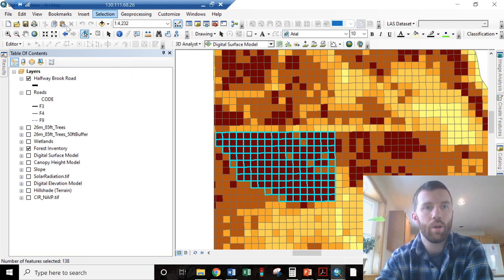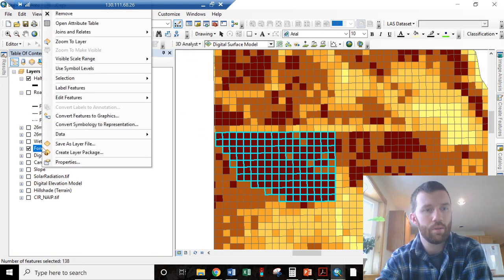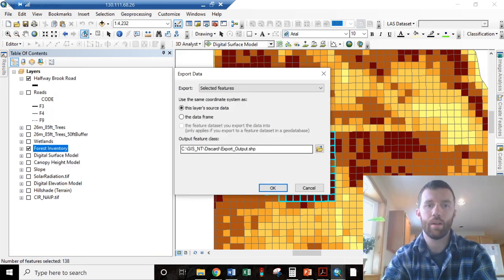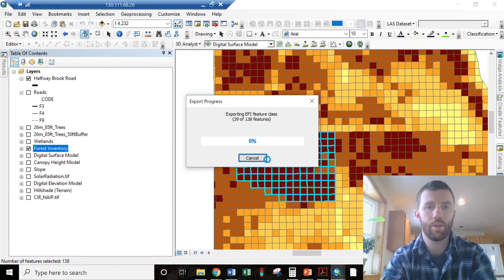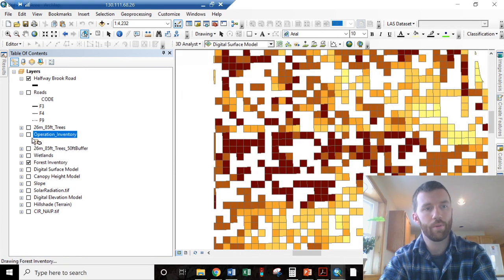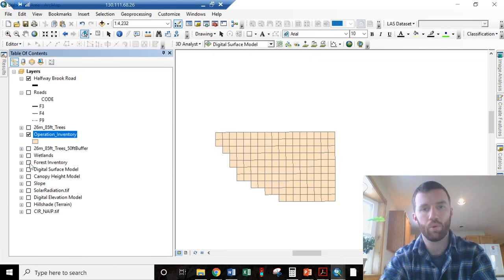So I'm going to go ahead and export that. So right click, data, export data. And I'm going to send that to my discard folder as operation inventory. So the inventory for the area that I'm doing this operation. So that is that layer that I'm going to be working with, and I'm going to dissolve this so I can get its complete area.